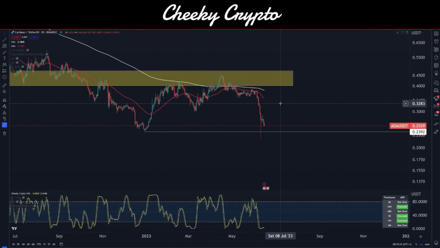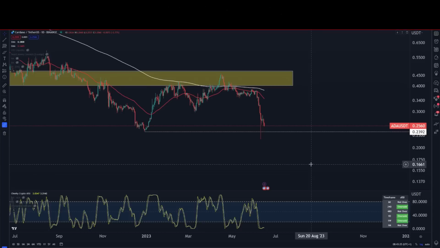For the most part, on our daily time frame, we're actually quite bearish. Weekly and daily are oversold though, so we are looking for a move to the upside. But it looks like we probably have to come down more towards those 18, 20s, possibly even 15 cent at some point in the future for Cardano's ADA.